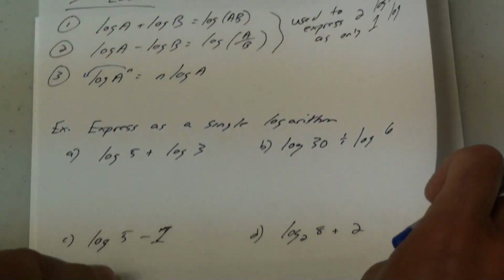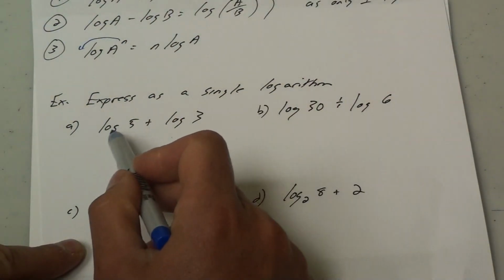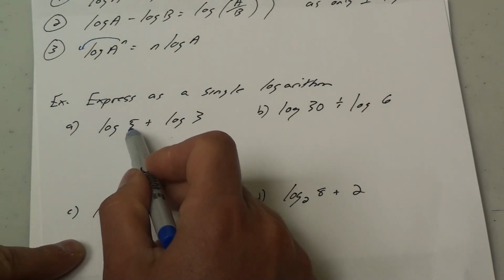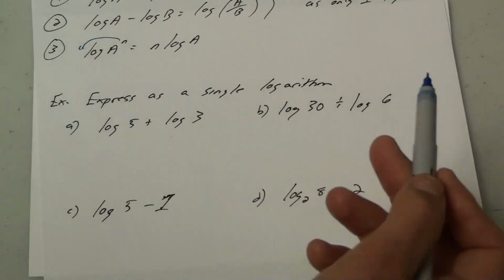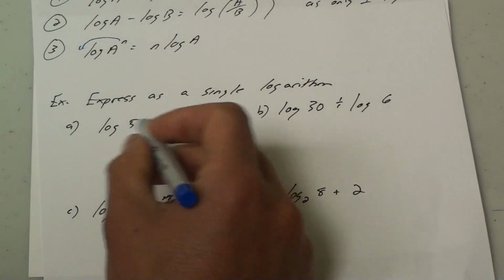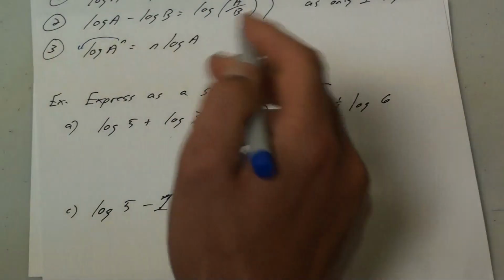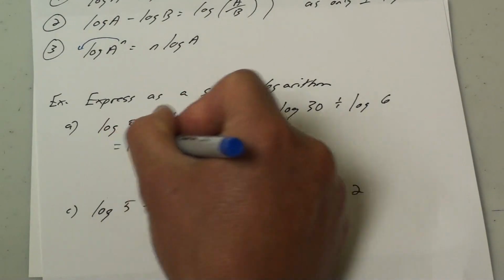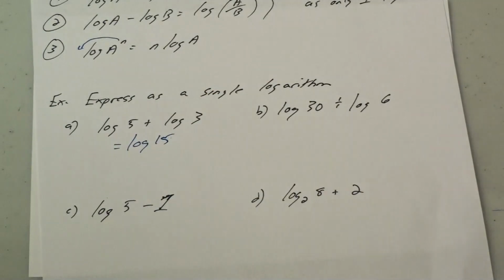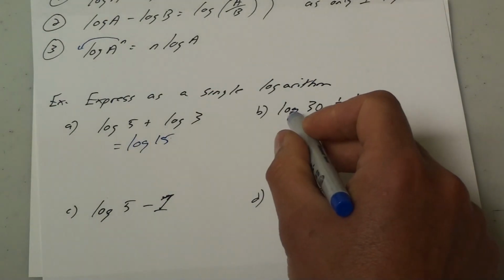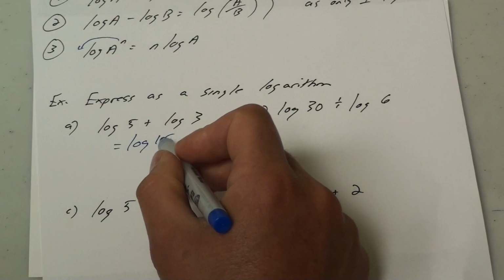So let's do a couple of examples of that. Express as a single logarithm: log 5 plus log 3. Okay, there's two different logarithms. Now they both have the same base. These are both base 10. It's invisible, there's nothing there, so it must be base 10. So that can be simplified down to one logarithm, log 15. By multiplying them, that was the first rule.